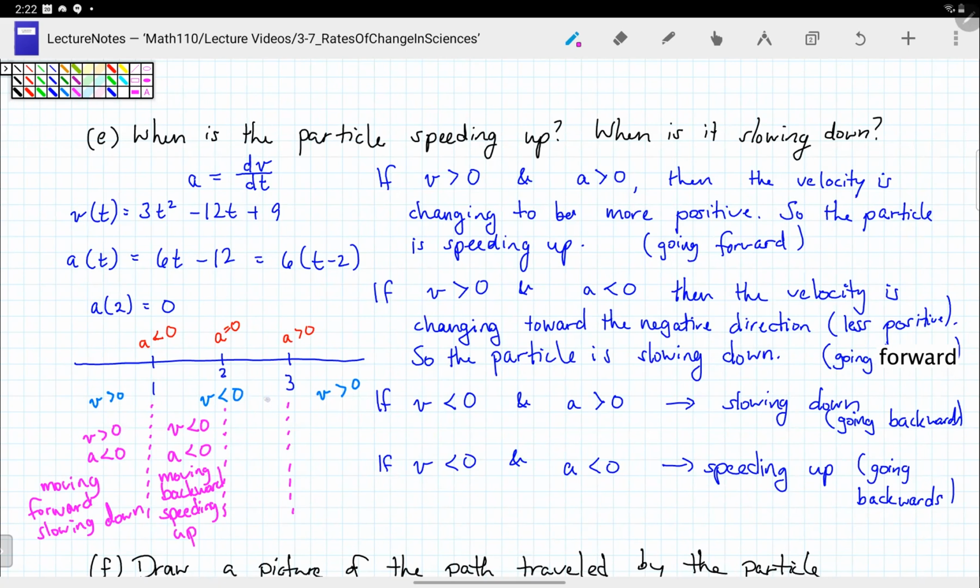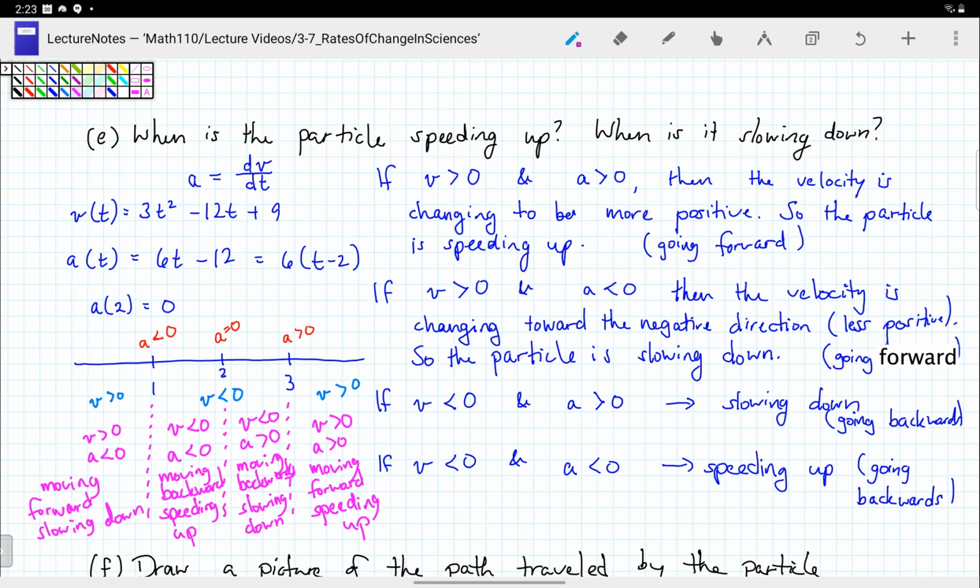Between 2 and 3 seconds, my velocity is negative and my acceleration is positive, so I'm moving backward and accelerating forward, that means I must be slowing down. And then for t greater than 3, my velocity is positive and my acceleration is also positive. I'm moving forward and also accelerating forward. That means I must be speeding up.